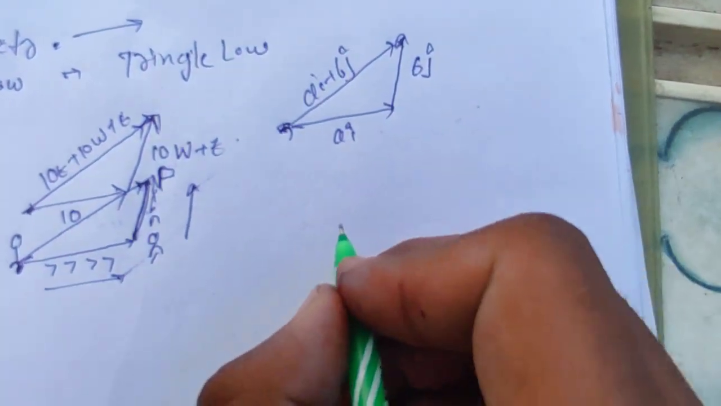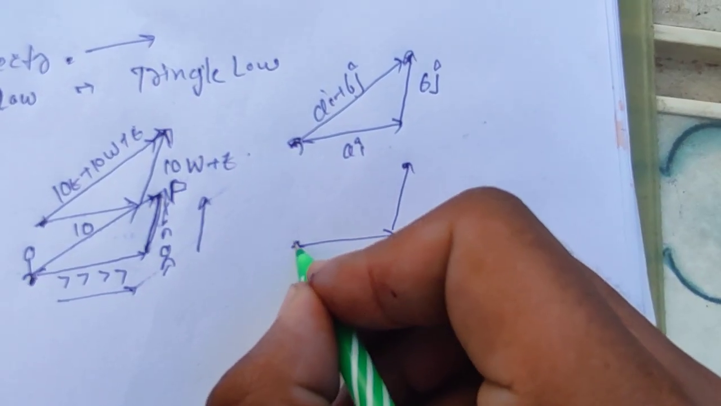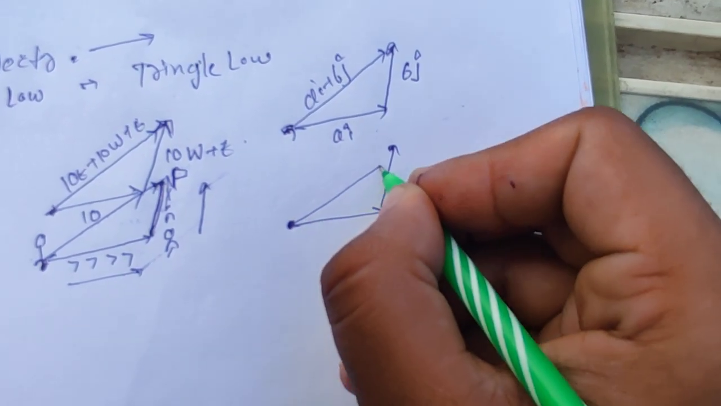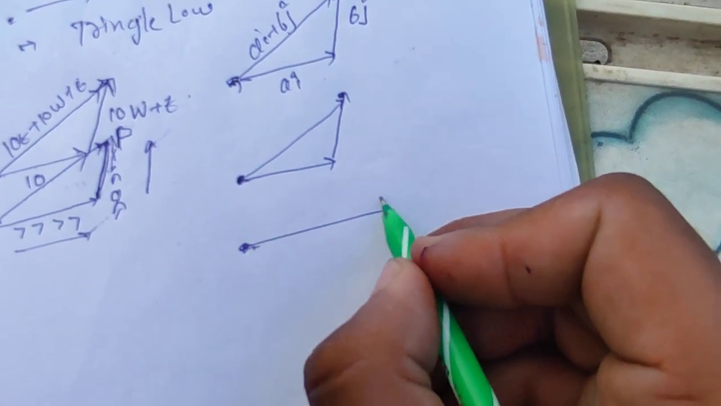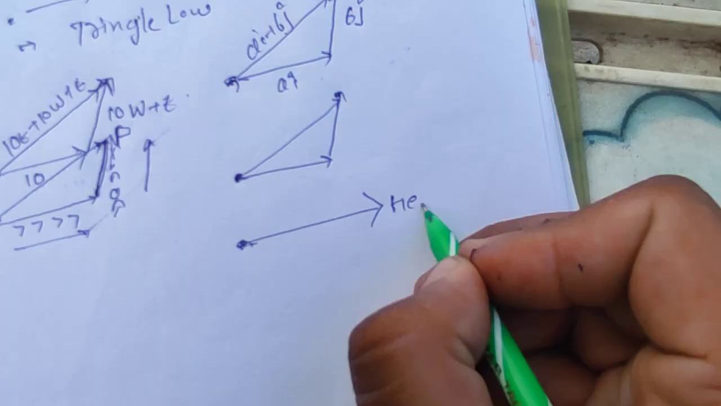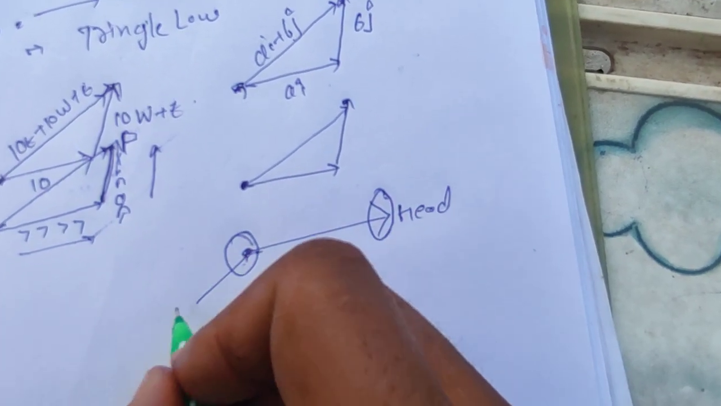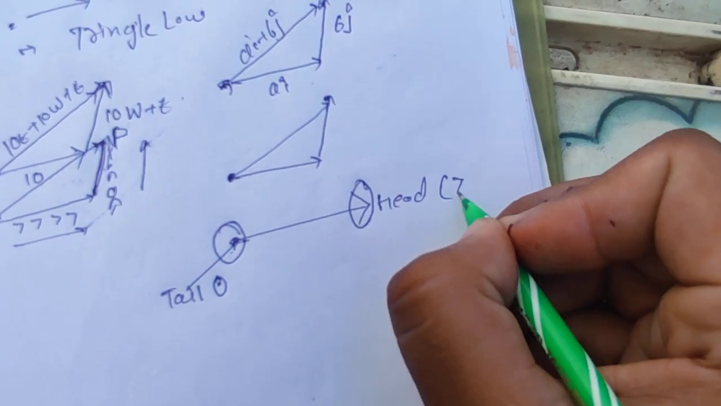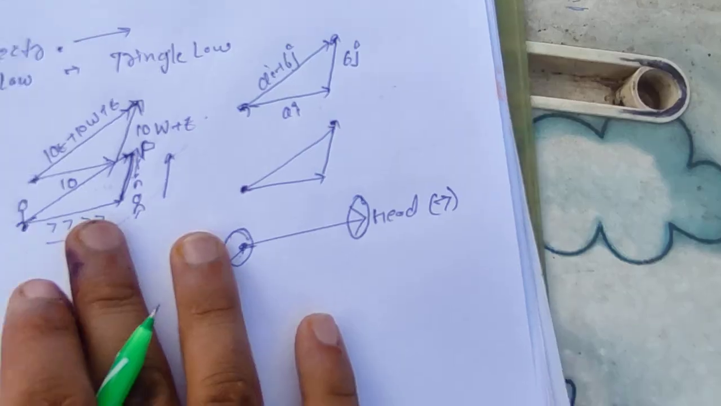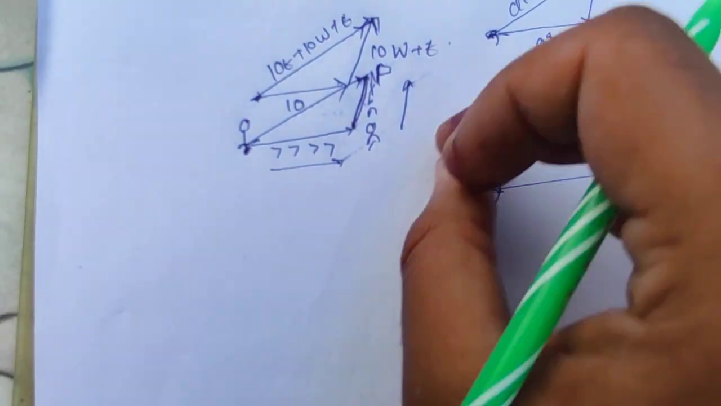For achieving the triangle law, if the vector is this and the vector is this, we need the tail of the vector and the head of the vector. What is the tail of the vector? This is the tail and this is the head. This is called the head and this is called the tail of the vector. So the triangle law says from this point to this point.